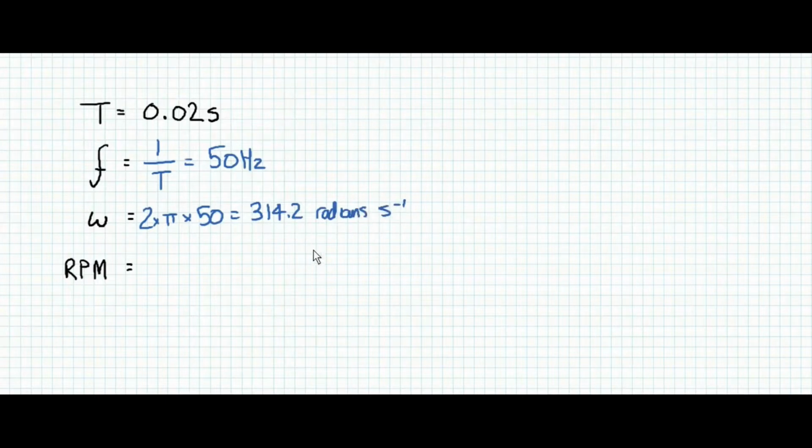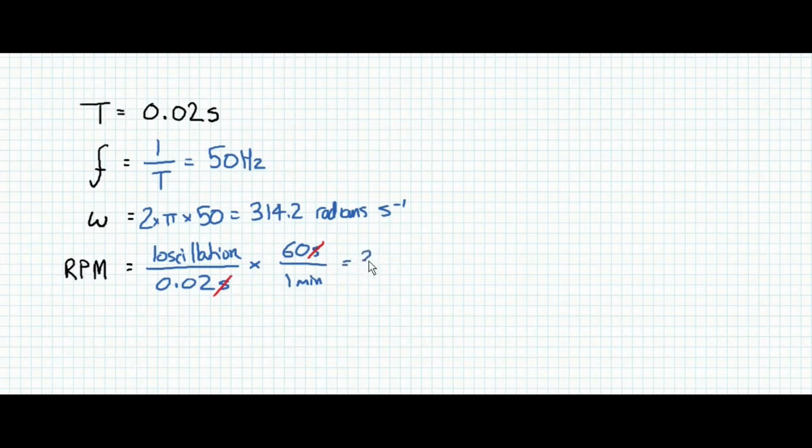Now for revolutions per minute, we're going to write down that one oscillation, or one revolution, has taken 0.02 seconds. But of course I want it in oscillations per minute, or revolutions per minute. So I have to multiply this by a number that gets rid of the seconds. Now 60 seconds is equal to 1 minute. This allows me to cancel the seconds. And what I'm left with is 60 divided by 0.02, and that will be in revolutions per minute, which is 3,000 revolutions per minute.